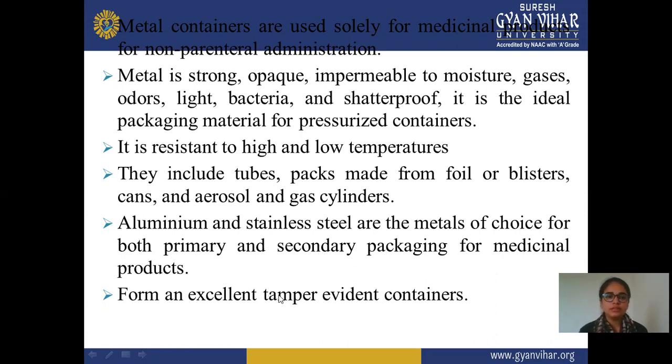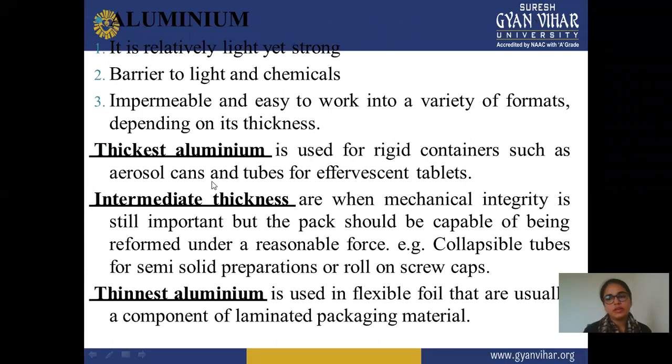After tamper evidence, next the second type of metal is aluminum. It is relatively light yet strong. This means it is light in weight as well as strong, resistant to light and chemicals, impermeable, and easy to work in a variety of formats depending on its thickness.